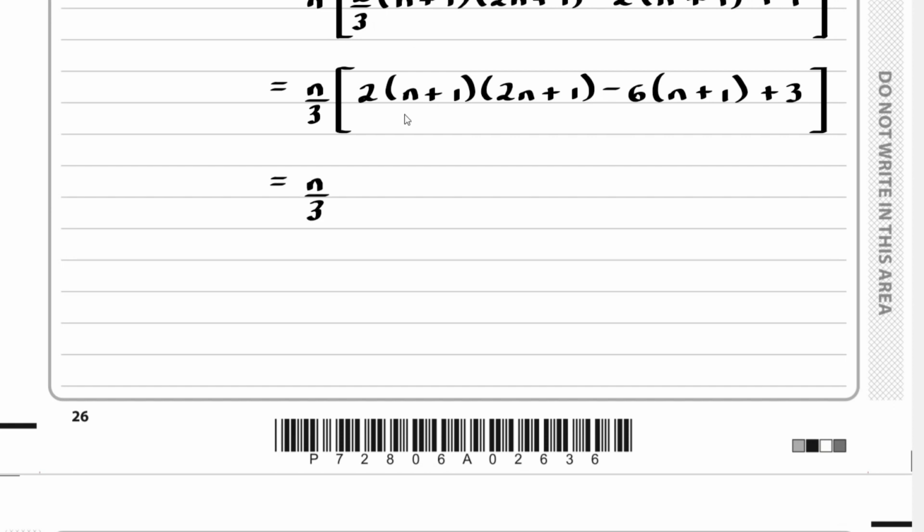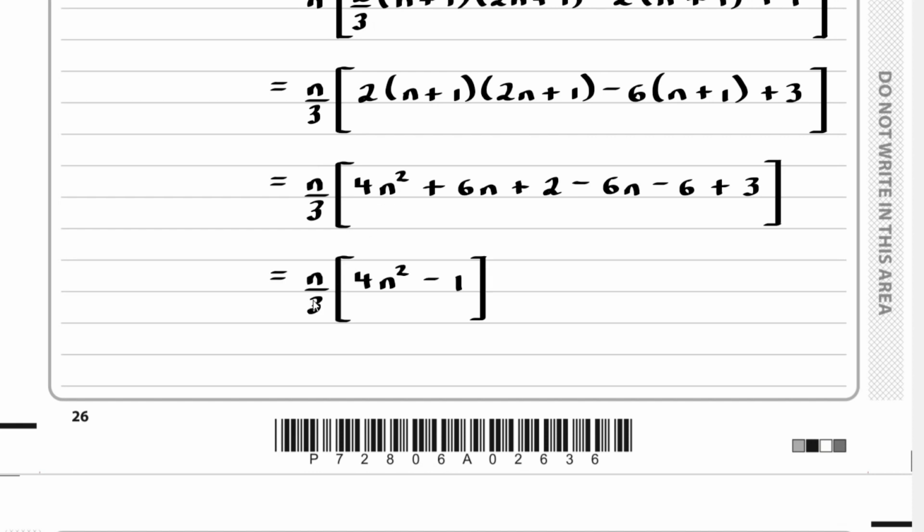Continuing, I've got n over 3, and then here I have 4n squared plus 6n plus 2, subtract 6n, subtract 6 plus 3. Which simplifies to n over 3 multiplied by (4n squared subtract 1), in which case you can see a is 4.